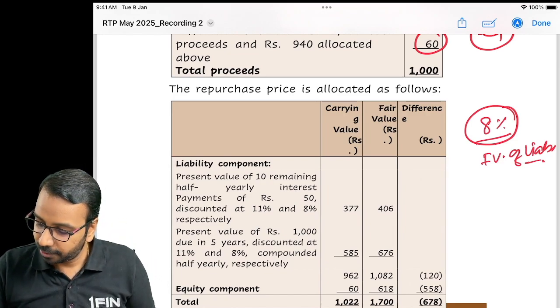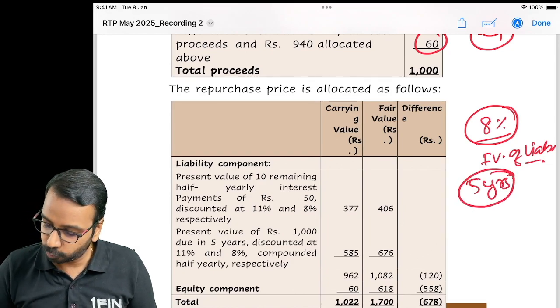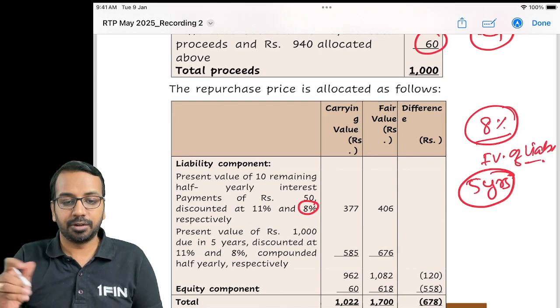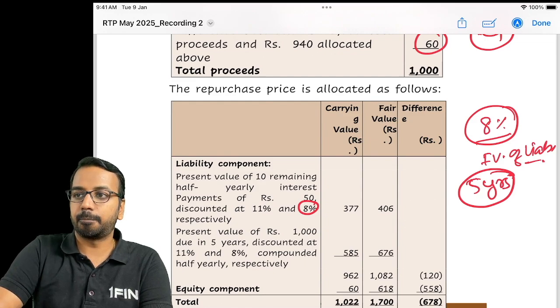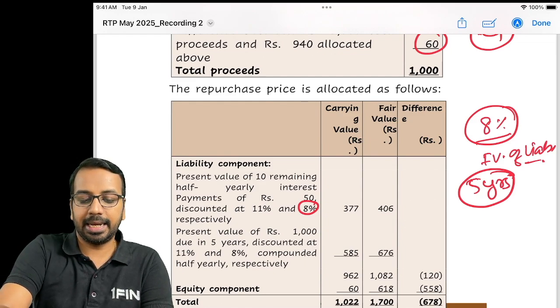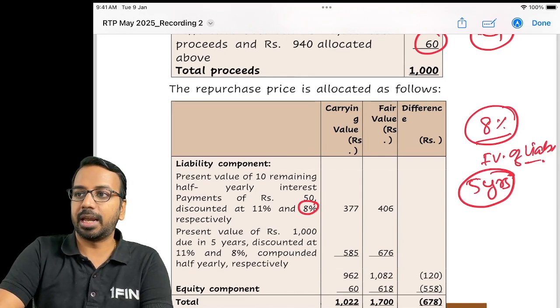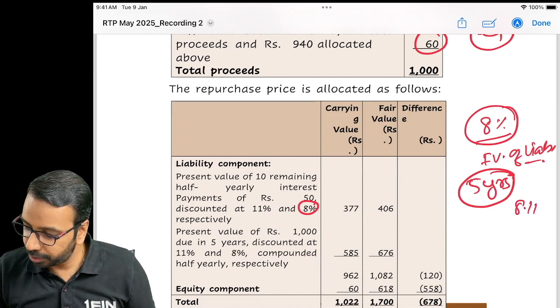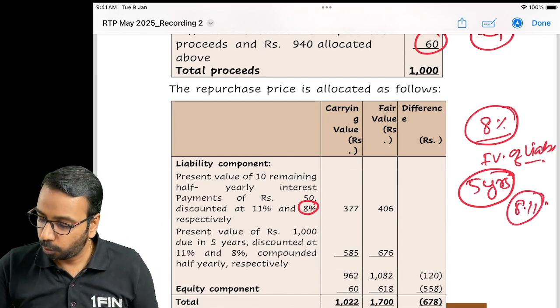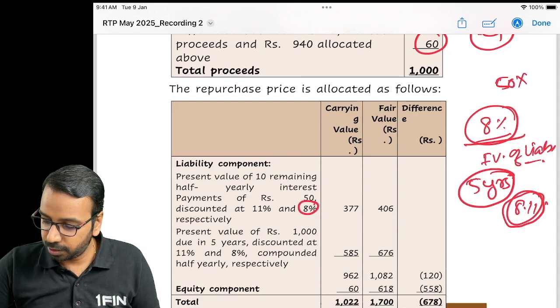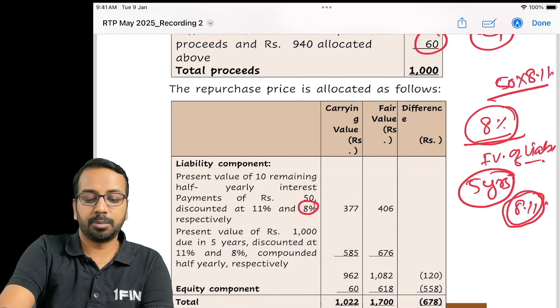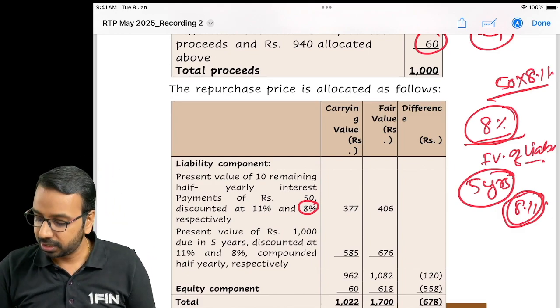So, how do we calculate the fair value of the liability for the 5 years remaining payment? If you discount at 8%, that is 4% for 10 periods, I get 8.11. This is the present value annuity factor. So, whatever I pay for 5 years at 8%, the present value annuity factor is 8.11. So 50 multiplied by 8.11, I get 405.5. They have rounded it up to 406.